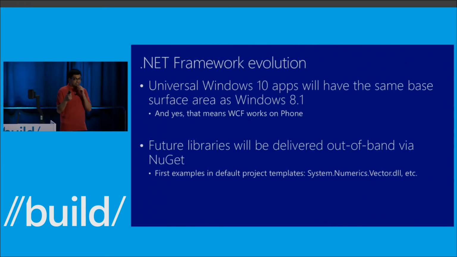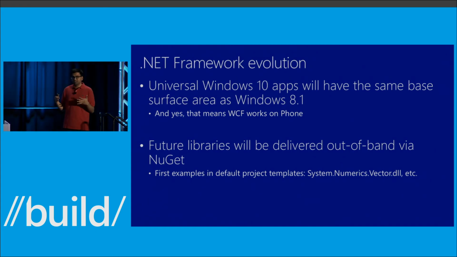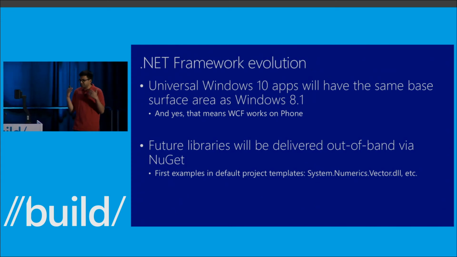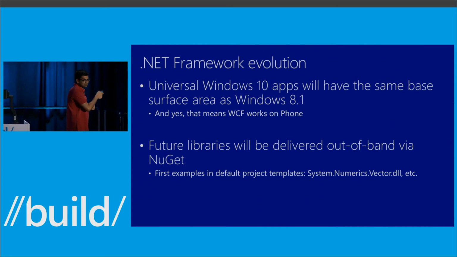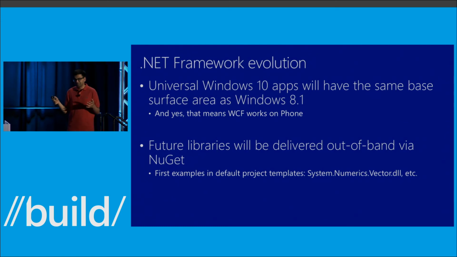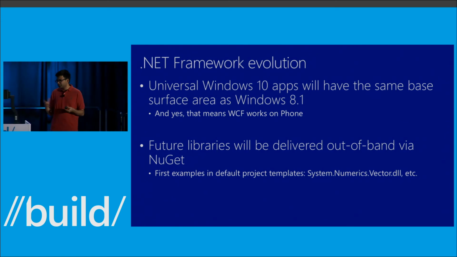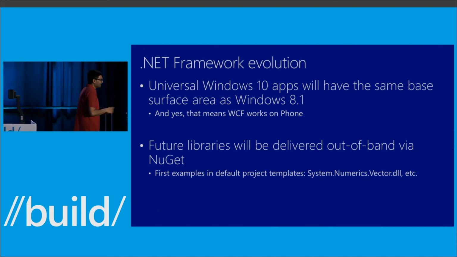.NET Framework evolution. This is a question that came up a couple of times earlier this week. How do we think about bringing innovation to you quickly? The way to think about this is that the set of APIs we're giving you for Windows 10 is the same as the set of APIs that we gave you for Windows 8.1, with one important clarification. All APIs will work on all devices, which means WCF, Windows Communication Foundation, which is a question that we get all the time, works on Windows Phone as well, right? Well, I like that.